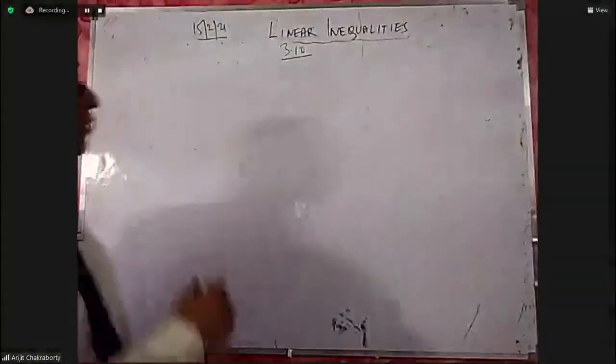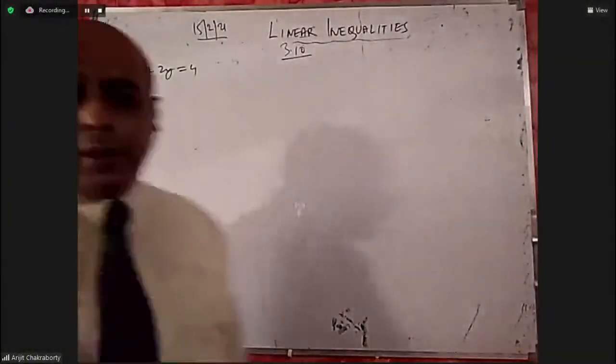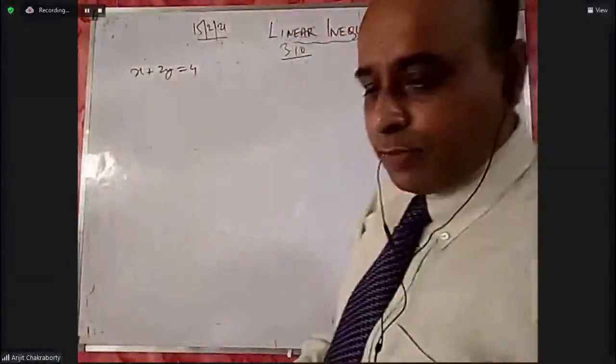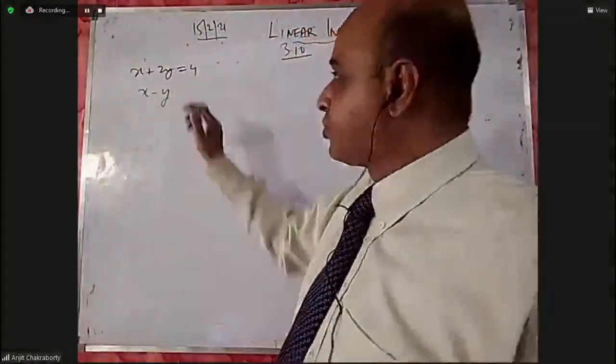It is given x plus 2y equal to 4, and x minus y is less than or equal to 3.